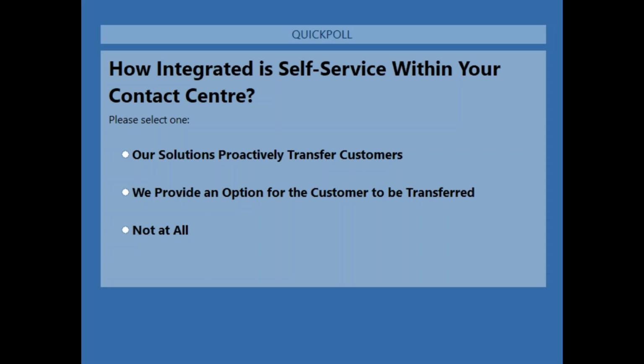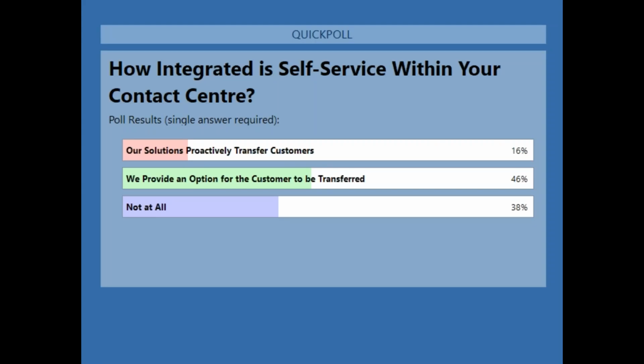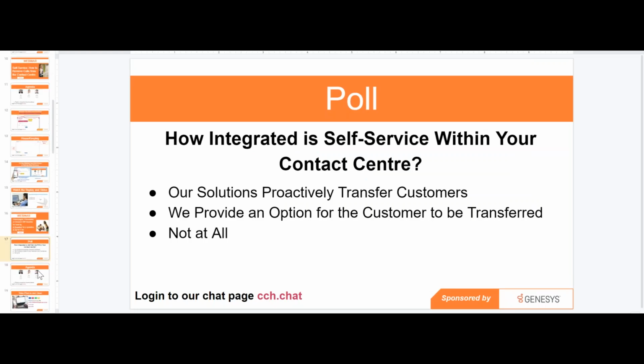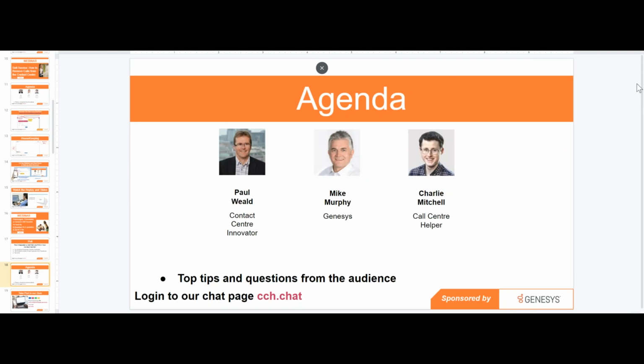Excellent, and thanks for that intro, and we'll see what the results were. So we have 16% saying our solutions proactively transfer customers. We have 46% saying that we provide an option for the customer to be transferred, and only 38% saying not at all, which I think is actually a very promising note to pass over control to you, Paul, and I'll let you fire away with your presentation. Okay. Excellent.